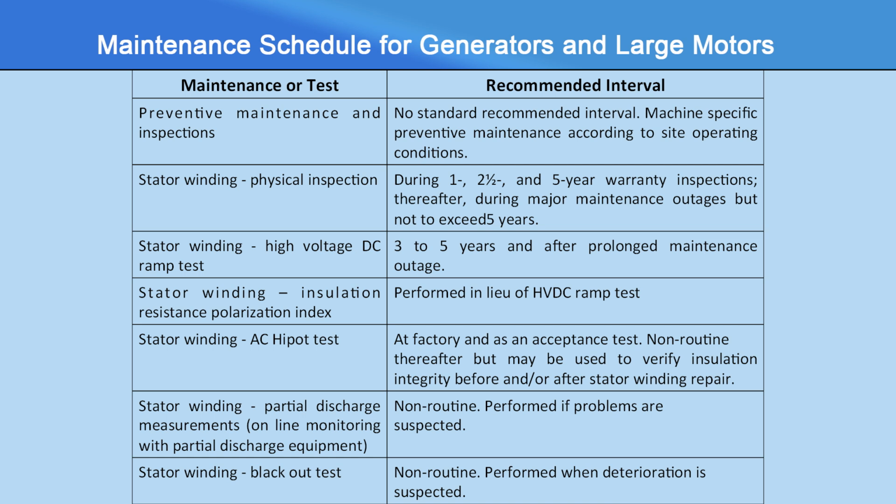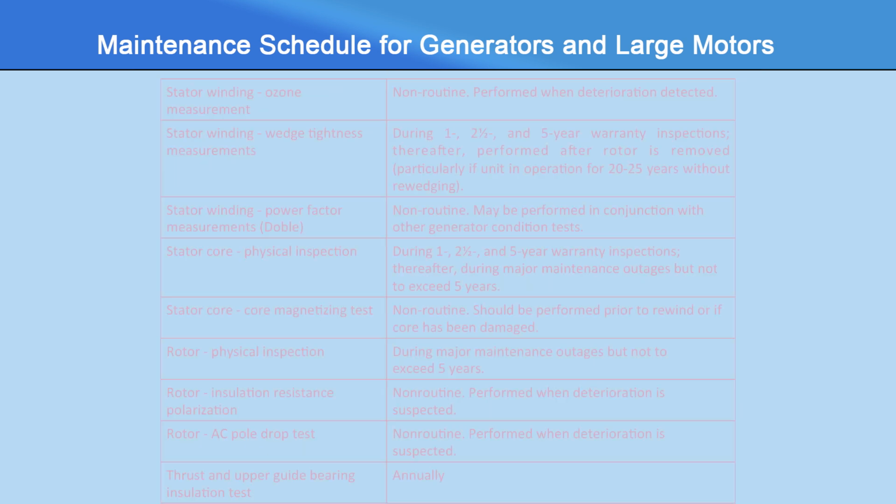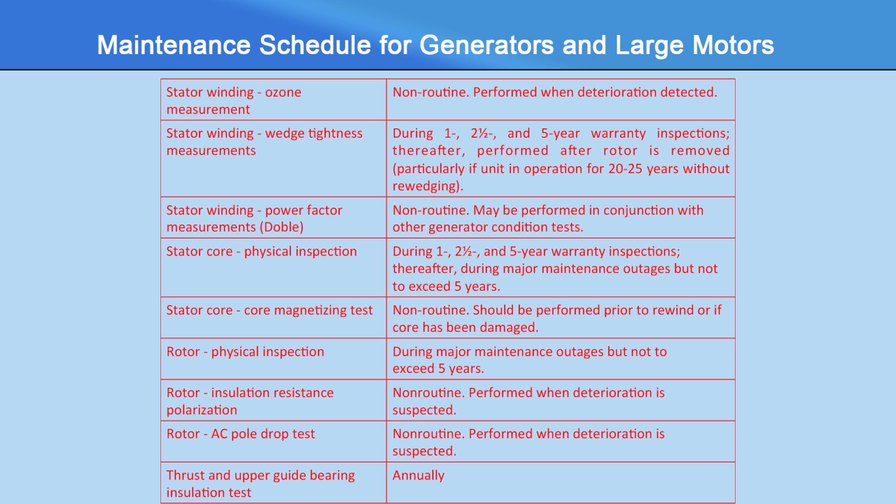Next is the partial discharge measurements, online monitoring with partial discharge equipment for stator winding. This is a non-routine test performed if problems are suspected. And last one is the blackout test for stator winding. This is again a non-routine test which is performed when deterioration is suspected. Next test is the stator winding ozone measurement. This is again a non-routine test which is performed when deterioration is detected.